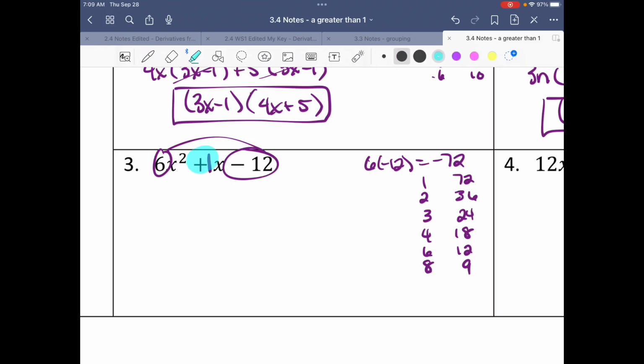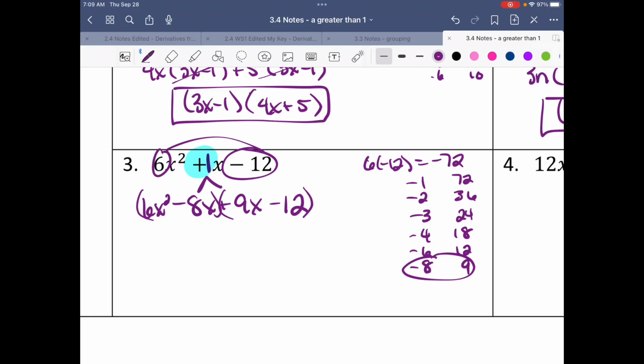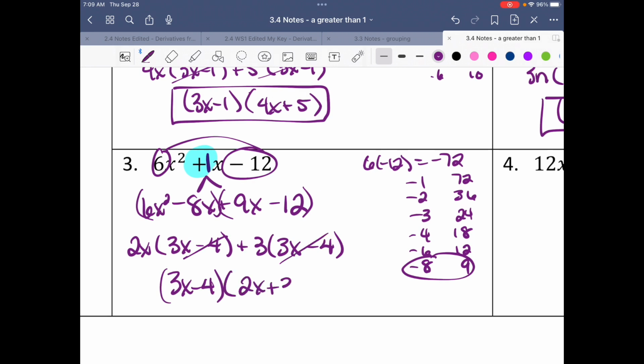I need a factor pair that adds together to be positive 1. Again, because the b is positive and the c is negative, my little factor is negative because the positive has to outweigh the negative here. So the factor pair that adds together to be 1 is negative 8 and positive 9. Group. GCF, that's 2x. GCF, that's 3. Common binomial, and whatever is left.